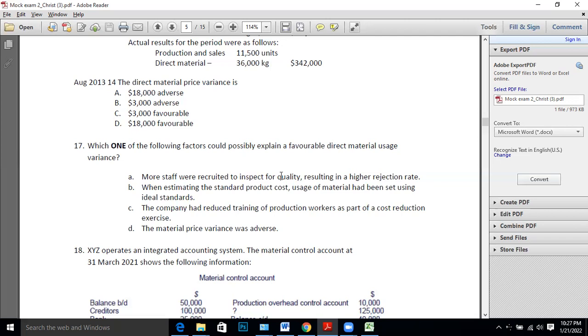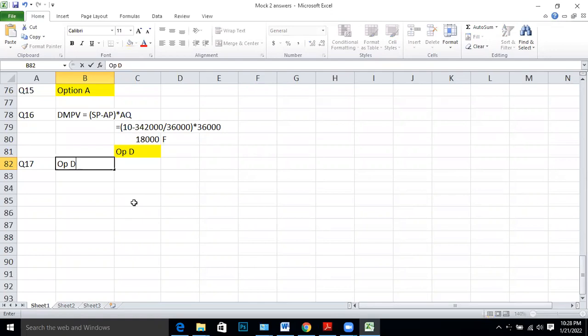D: the material price variance was adverse. There is a possibility that it could be linked. A price variance that is adverse means you are buying at a higher price, and that might be because of higher quality. Higher quality material can result in a favorable usage variance. The question asks which factors could possibly explain, so option D is right. Don't jump to a conclusion. It's not always the same. If the material price variance is adverse, will the usage variance always be favorable? No, but it can happen, if the adverse price variance is due to buying better quality material. So 17, option D.